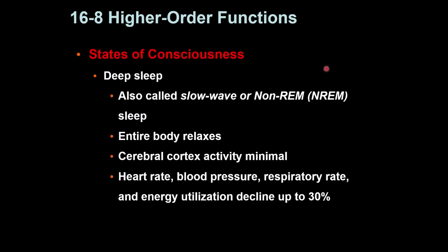So the deep sleep is part of the non-rapid eye movements. The whole body relaxes. The cerebral cortex is not working a lot. The vital organs, which are the heart, the respiratory system, the blood pressure, the temperature of the body, those are the vital signs. They usually decrease. So the visceral organs decrease. The function of the brain also decreases. So that's why the energy utilization also decreases.